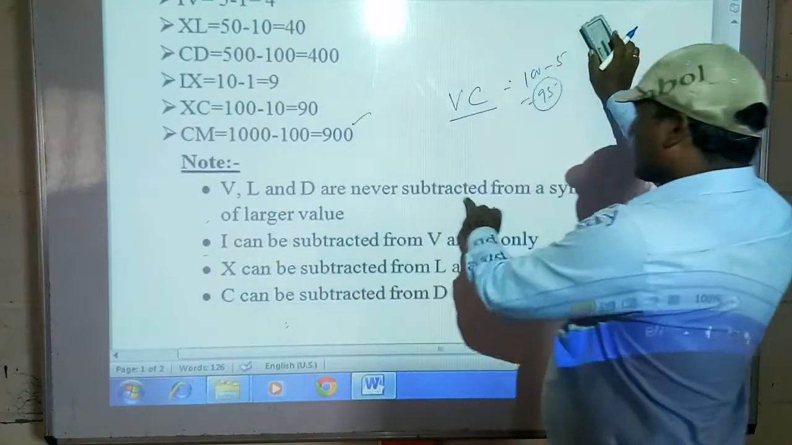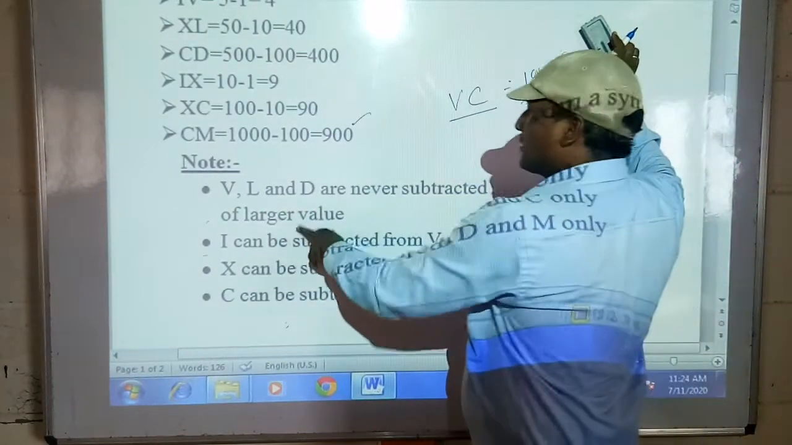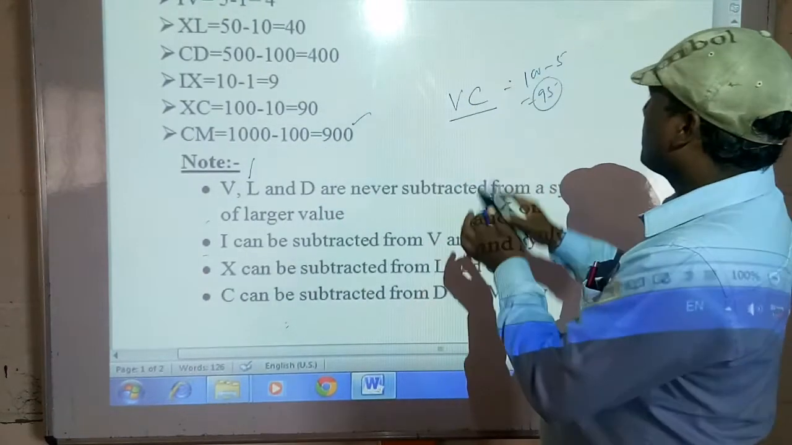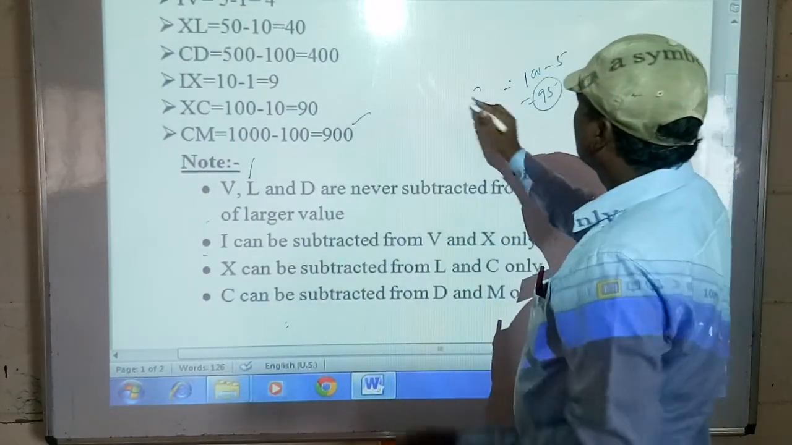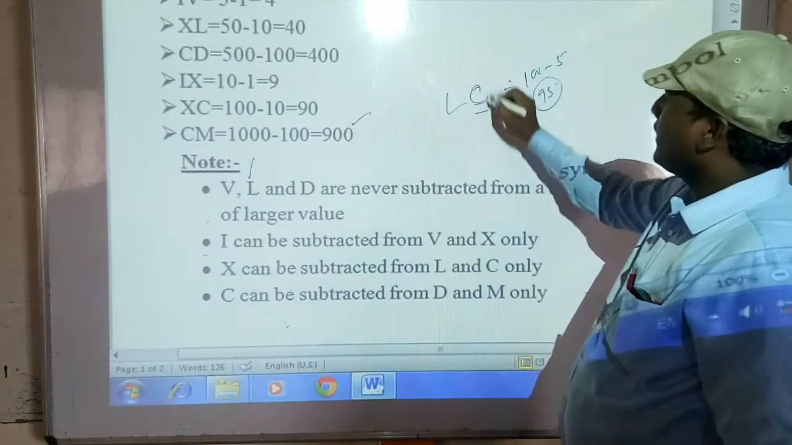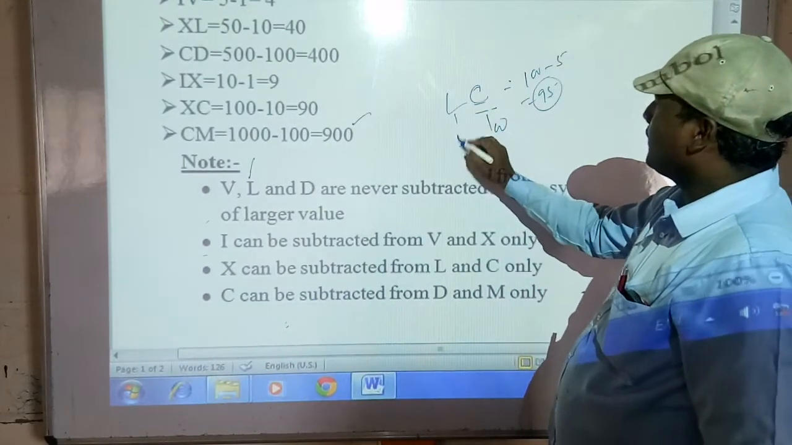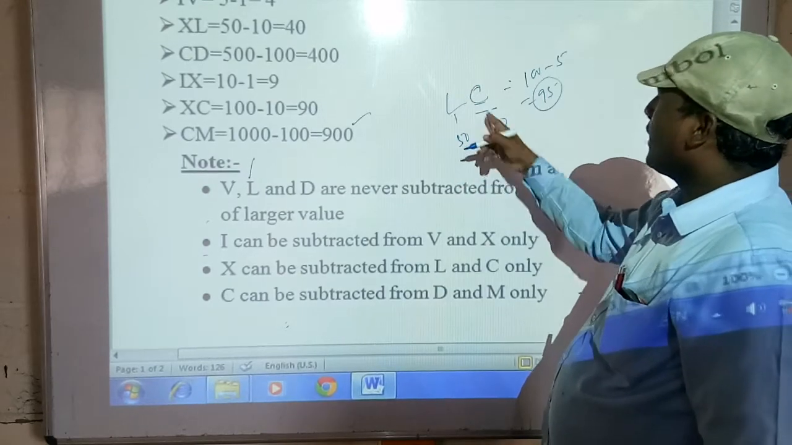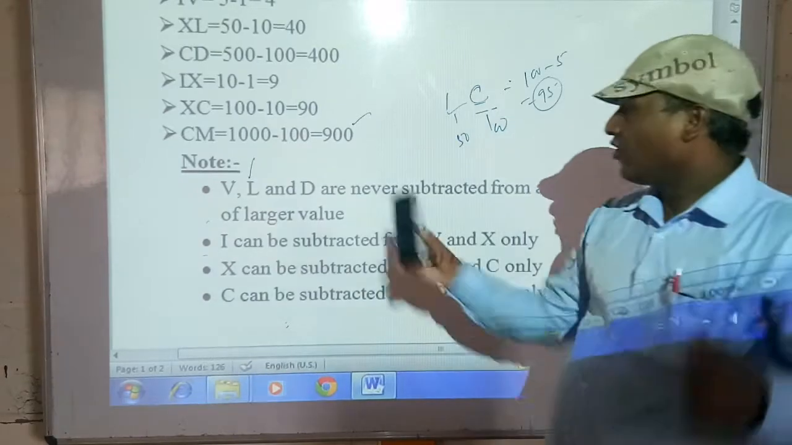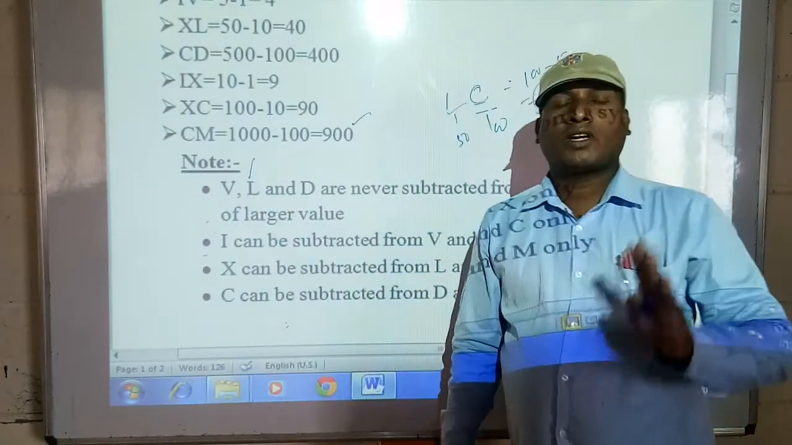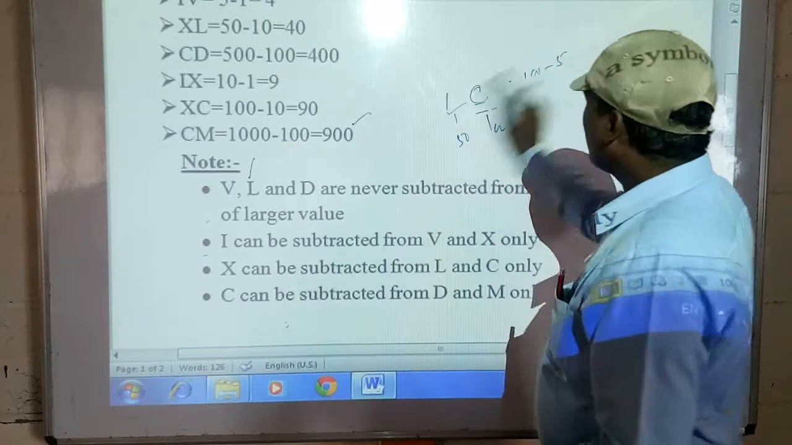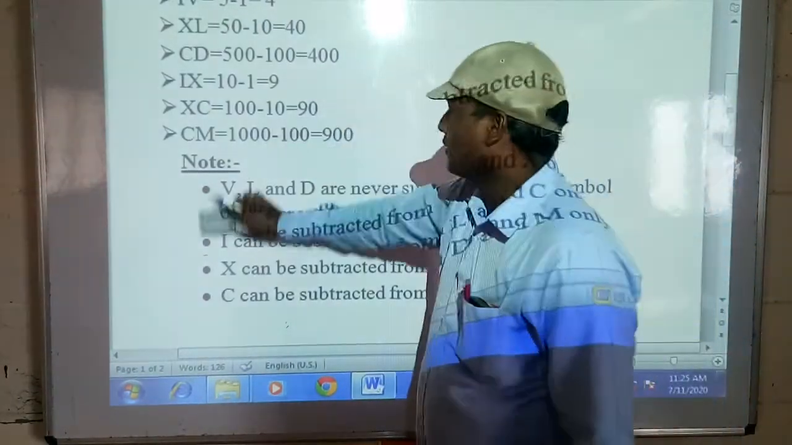V, L and D are never subtracted from a symbol of larger value. Suppose if I write LC: C is 100, L is 50. So we don't write LC, because it cannot be subtracted. That means V, L and D are never subtracted from a larger symbol; they are only added, never subtracted.